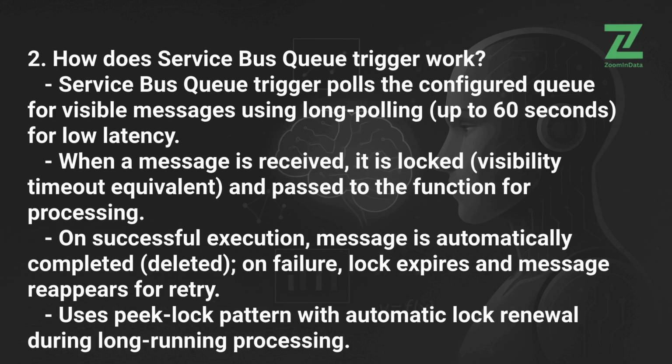2. How does the Service Bus queue trigger work? The Service Bus queue trigger polls the configured queue for visible messages using long polling, up to 60 seconds, for low latency. When a message is received, it is locked (visibility timeout equivalent) and passed to the function for processing. On successful execution, the message is automatically completed (deleted). On failure, the lock expires and the message reappears for retry. Uses the peek lock pattern with automatic lock renewal during long-running processing.